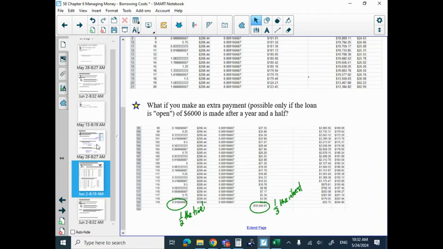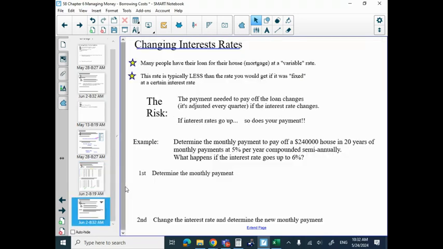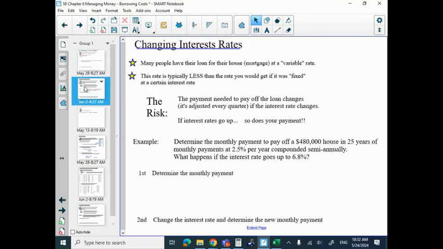So open loans, most loans. I have never signed up for or seen or had an opportunity to sign up for a closed loan because I don't even know if they exist, to be honest. But they might, and so watch out for that.